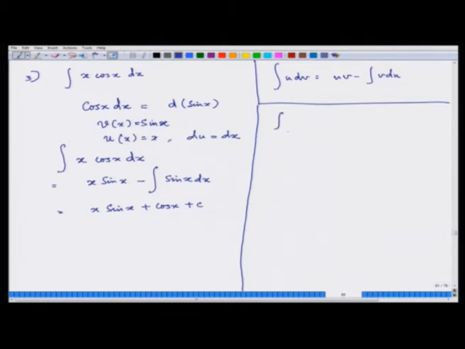You have the integral of x square sin x dx. Now, once I do this, I want to find this integral. So again I will ask which is my u and which is my dv. You know that the derivative of minus cos x is sin x, right.